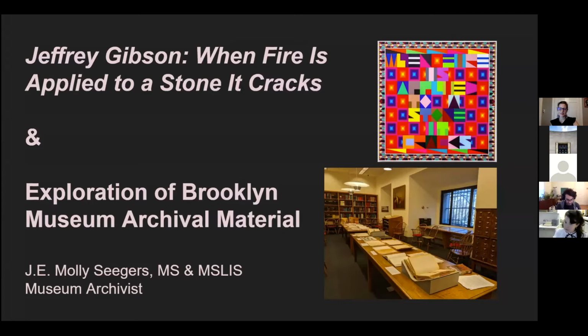I'm going to give you the briefest introduction to the museum's archives. You can see our reading room on the bottom right in the photo. Then I'm going to give a virtual tour of an exhibition that is currently on view, Jeffrey Gibson, When Fire is Applied to a Stone, It Cracks, to which I contributed. I'll be discussing the ethical considerations taken to display materials from the archives. And then I'll round off my portion with a kind of virtual reading room archives table so that you can read and investigate some fascinating documents from the archives that you could possibly use in your instruction.